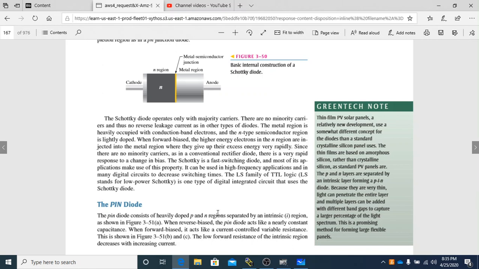When forward biased, the higher energy electrons in the N region are injected into the metal region where they give up their excess energy very rapidly. Since there are no minority carriers, as in a conventional rectifier diode, there is a very rapid response to a change in bias. The Schottky is a fast switching diode and most of its applications make use of this property. It can be used in high frequency applications and in many digital circuits to decrease switching times. The LS family of TTL logic, which stands for low power Schottky, is one type of digital integrated circuit that uses the Schottky.